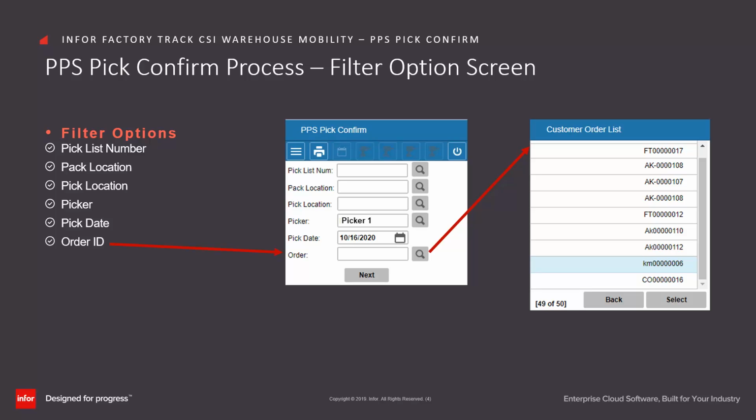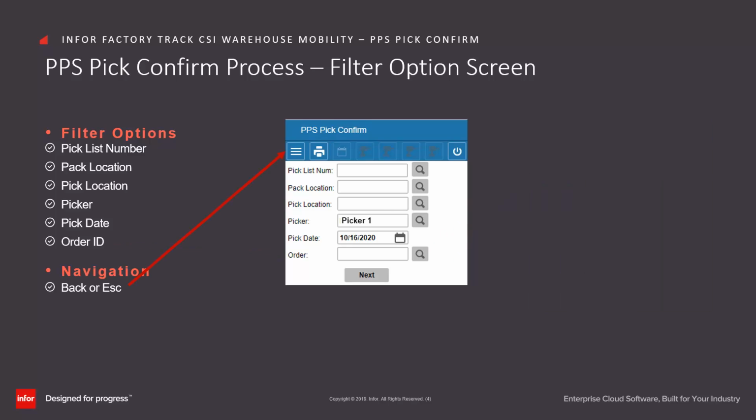Note that this filter screen can be bypassed if the display today's pick list or display user's pick list parameters are enabled. In that case, Factory Track performs the search automatically based on those options. Click on the back button to go back to the previous screen, or click on Next to continue.